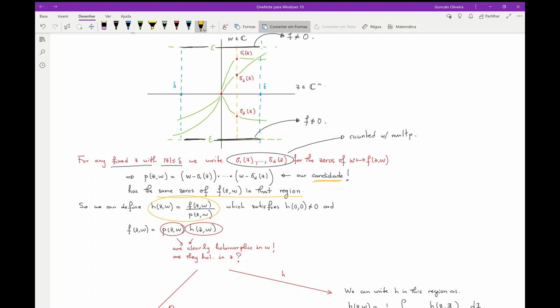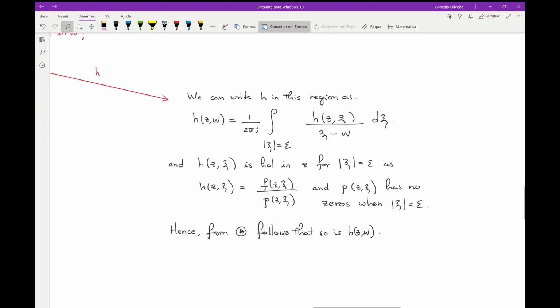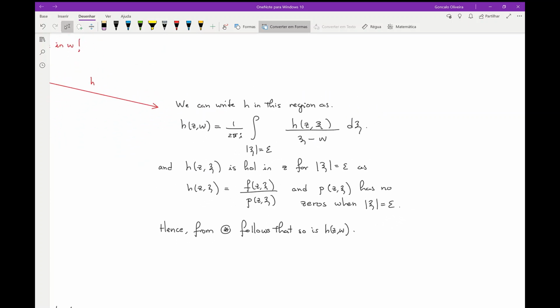they are holomorphic in z. Remember that the Weierstrass polynomial, its coefficients, which are functions of z, need to be holomorphic in z. That was part of the theorem, and we need to prove that. And the same thing for h. h needs to be holomorphic in z. Okay, so let's see the proof. Let's start with the simplest one, which is h. So what we can do is to write h in this region using the Cauchy integral formula in the second coordinate, in w.